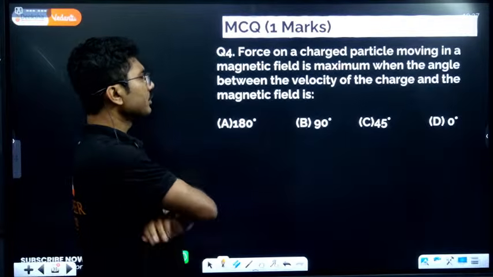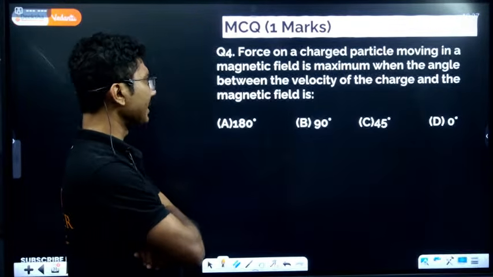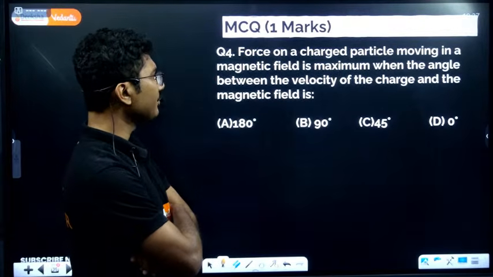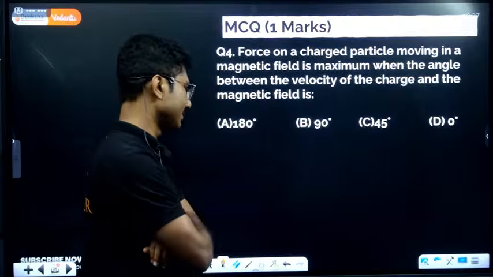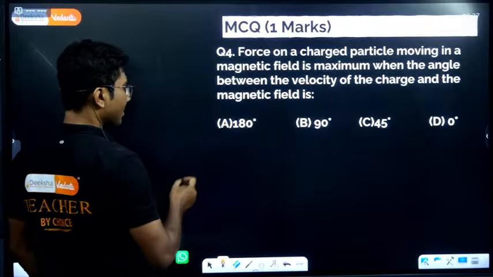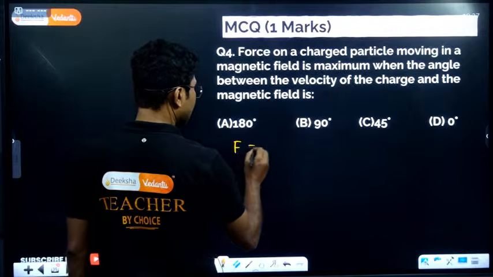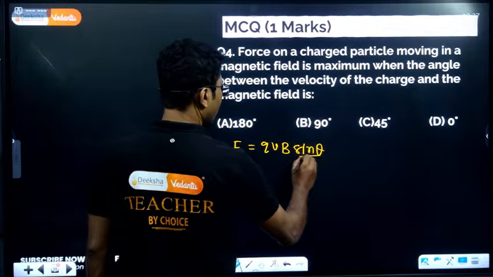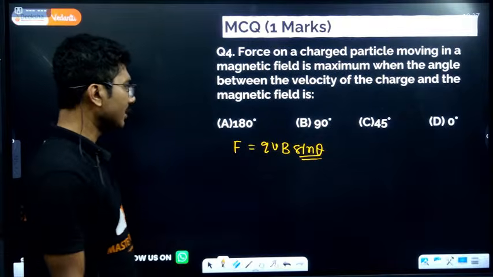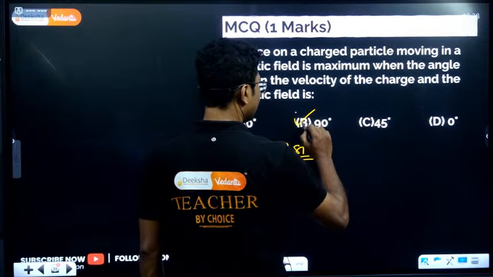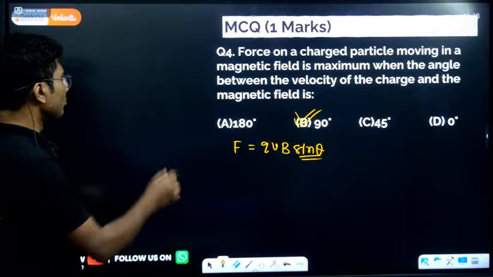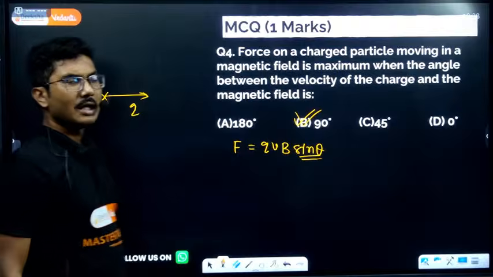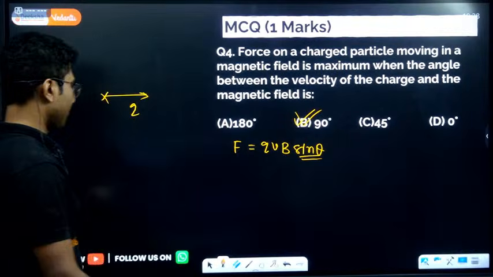Next, the force on a charged particle moving in a magnetic field is maximum when the angle between the velocity and the magnetic field is what? We know that the force acting on a charged particle is q v B sine theta. So when sine theta is maximum, the force is maximum. That is 90 degrees. When the charged particle is moving at an angle of 90 degrees with the magnetic field, the force acting on the charged particle is maximum.